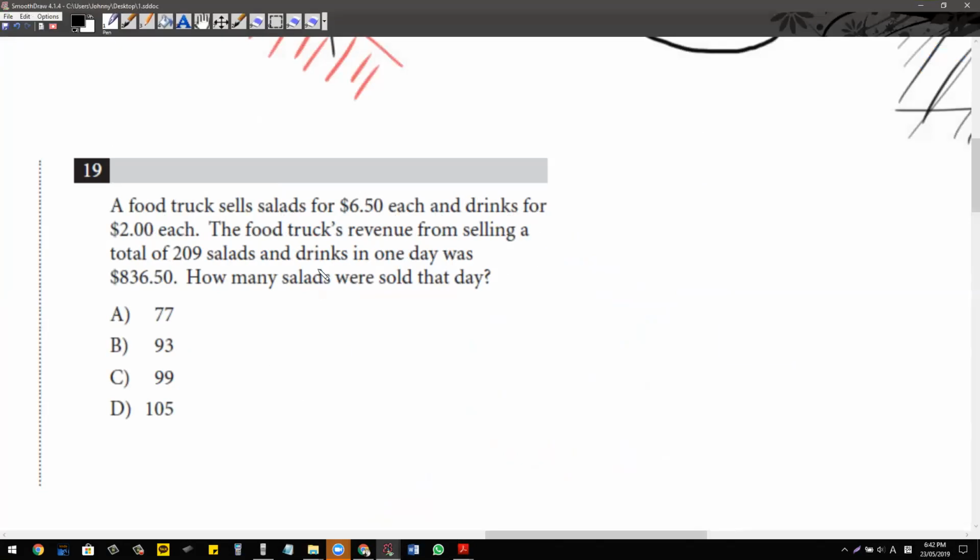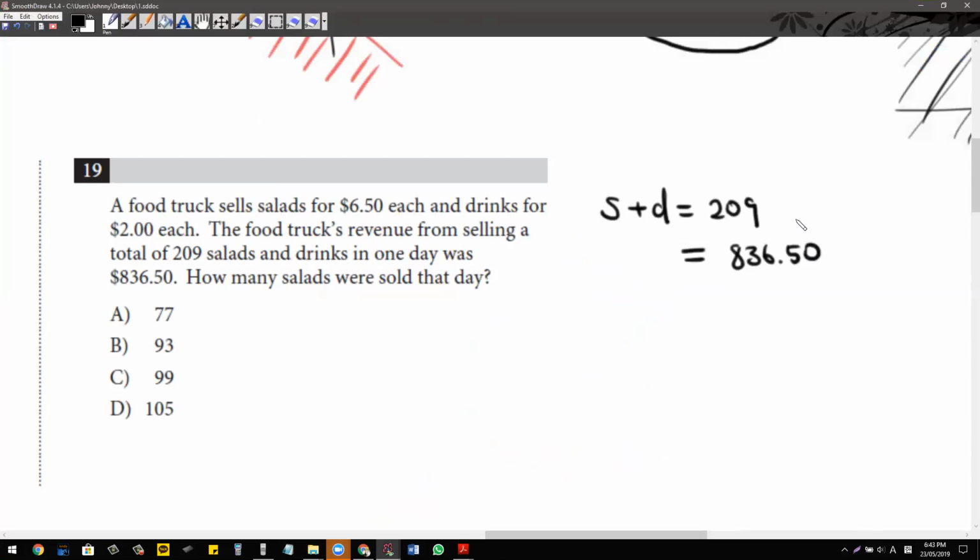19. A food truck sells salads for $6.50 each and drinks for $2 each. The food truck revenue from selling a total of 209 salads and drinks in one day was $836.50. How many salads were sold that day? So this one is also a simultaneous equation. Number of salads plus number of drinks is equal to 209. That's right.